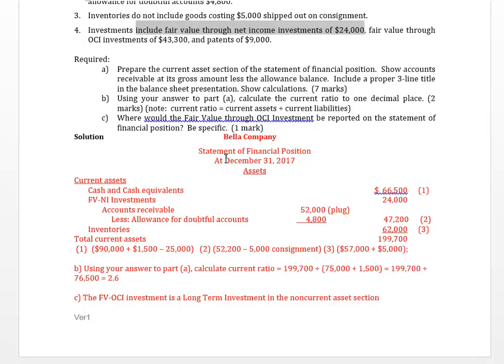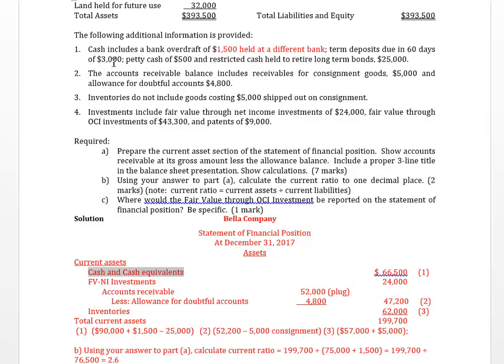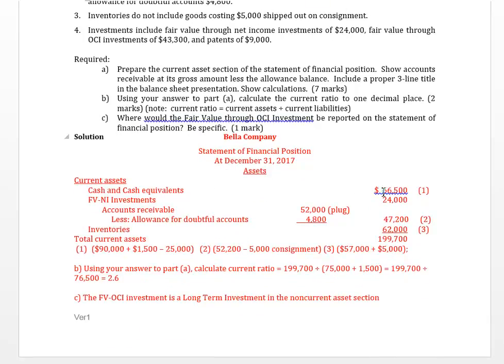Now, when we look here, we see the cash and cash equivalents. Again, I'm making sure that I create a cash and cash equivalents account here to include that $3,000. So that's in there. Notice to get $66,500, what did I do? I added back the overdraft that was deducted from the cash balance. I added it back because don't forget that overdraft was at a different bank. That overdraft account was at a different bank. It's a current liability. It cannot be deducted from cash, so I have to add it back.